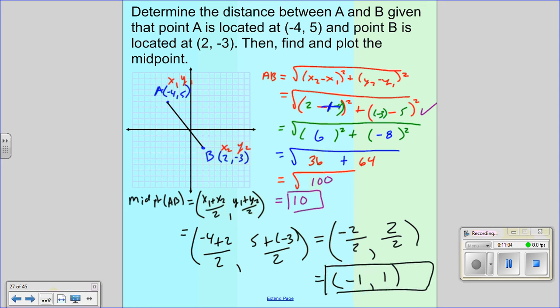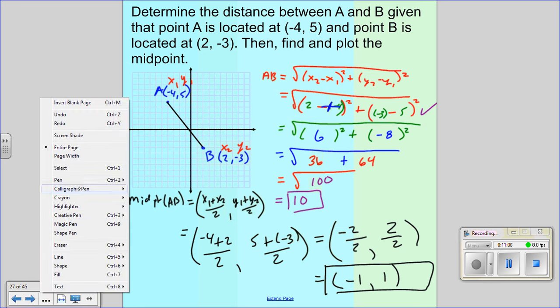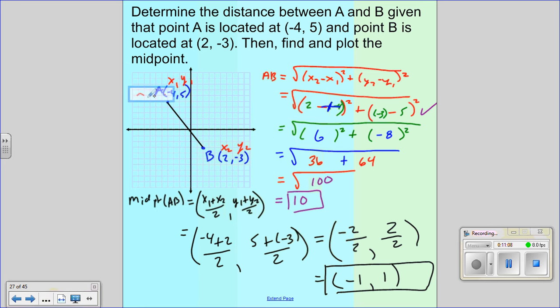And it's also asked for us to plot the midpoint, so let's do that. So negative 1, positive 1 is right here. There's your midpoint. And that's how the distance and midpoint formula work.